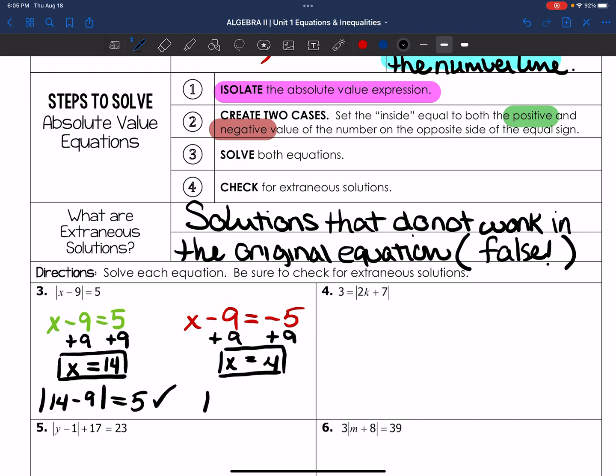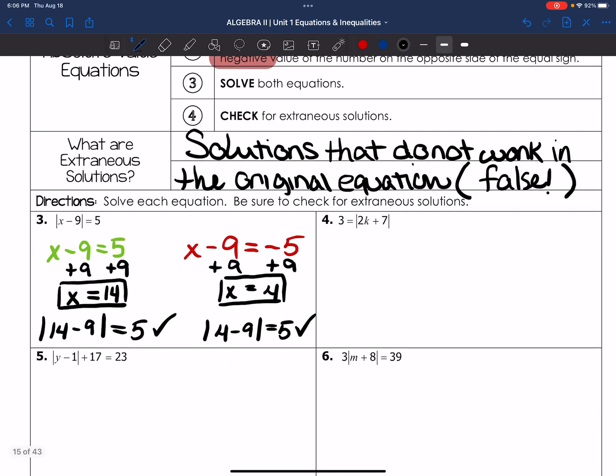When I substitute 4, I'm taking this 4 and plugging it in for x. What is that? 4 minus 9, that's going to be the absolute value of negative 5, and the absolute value of negative 5 is 5. So we are good to go.